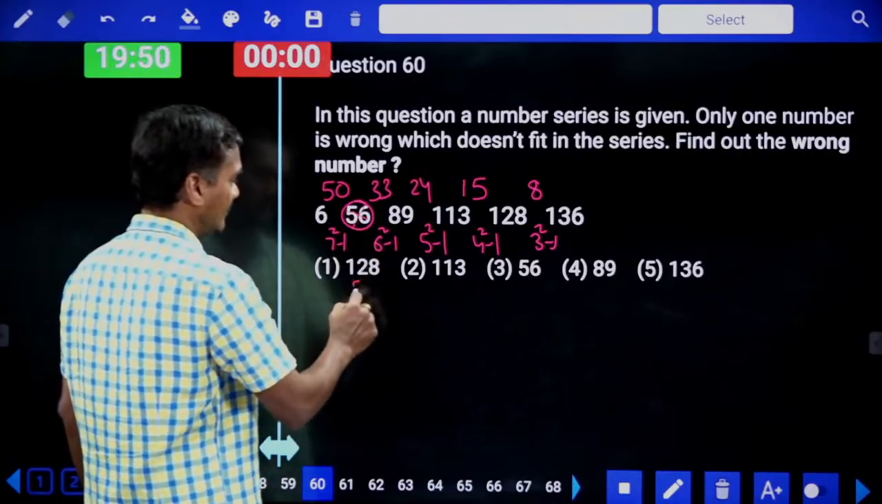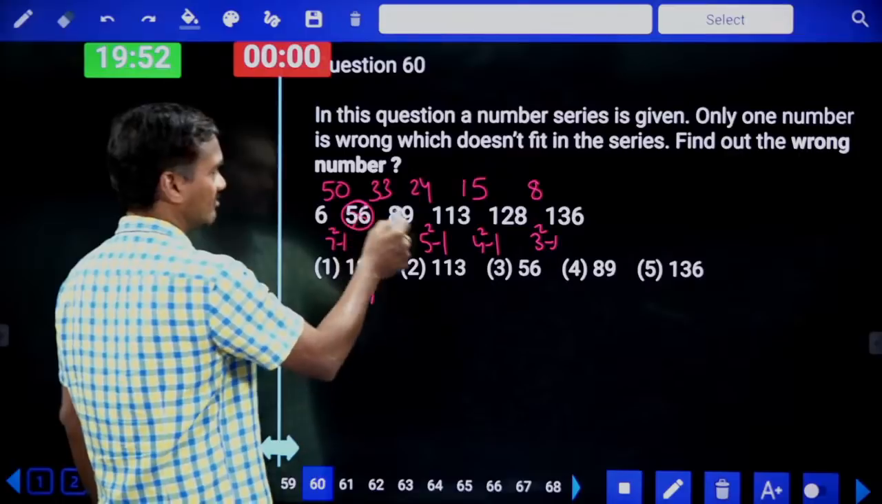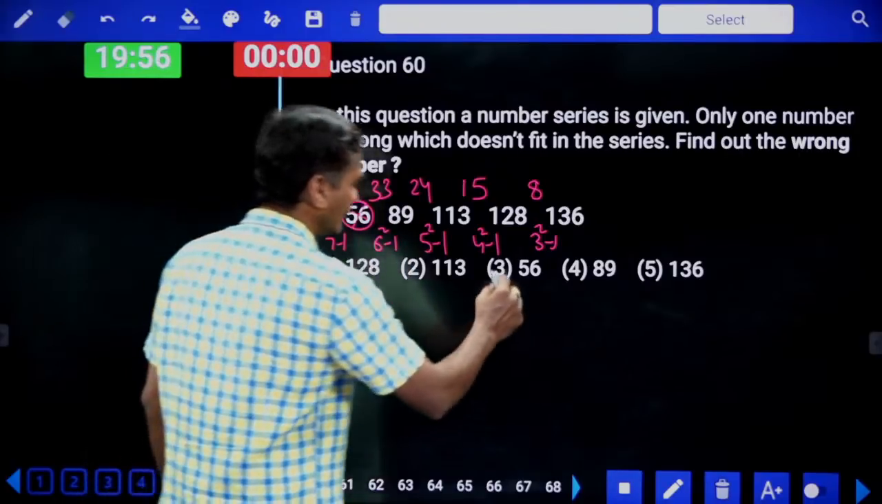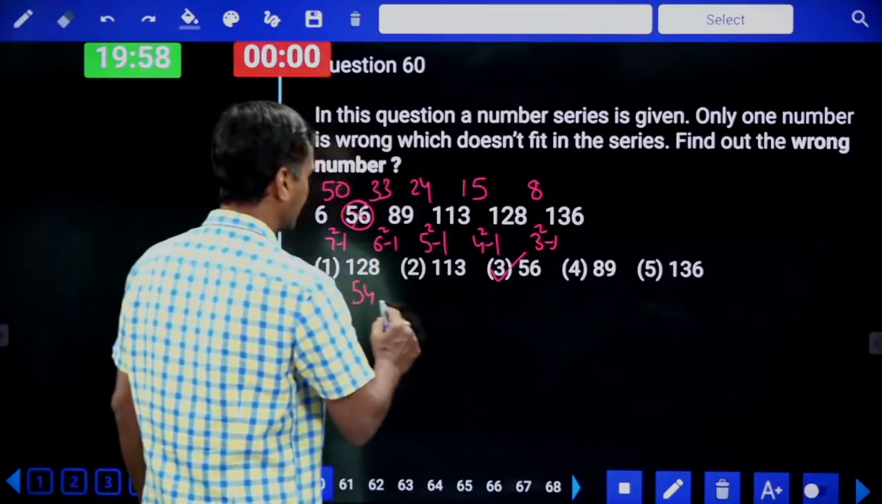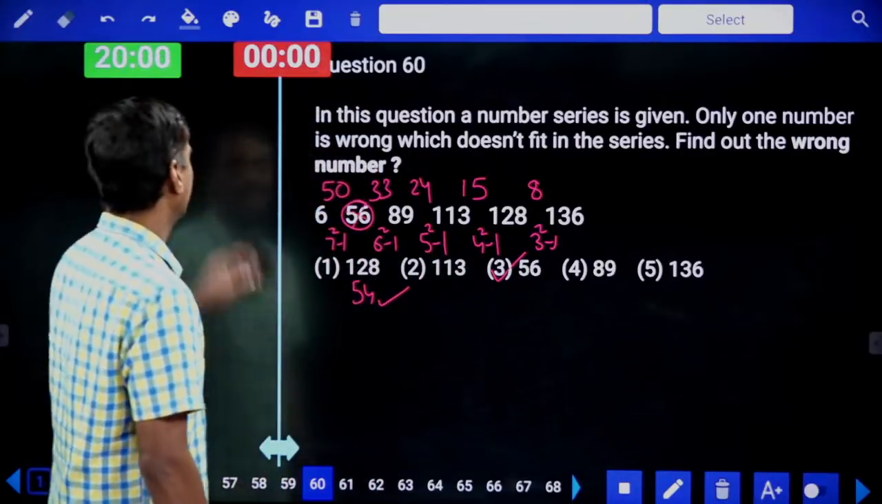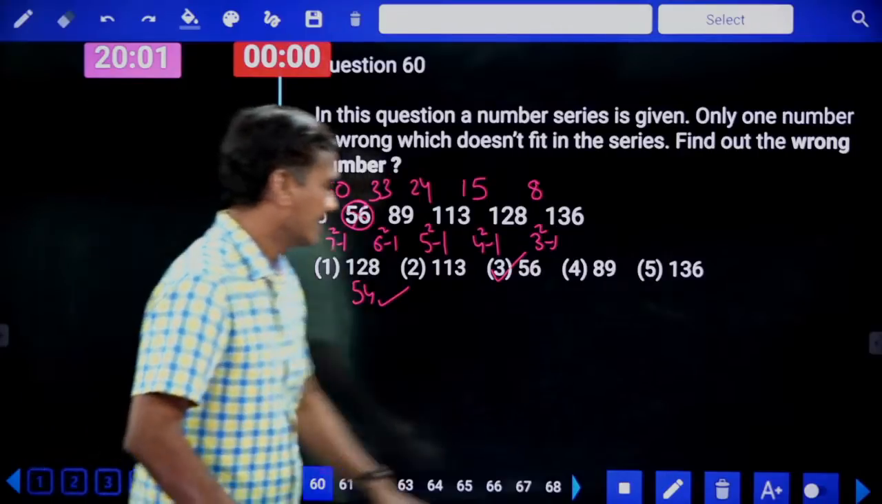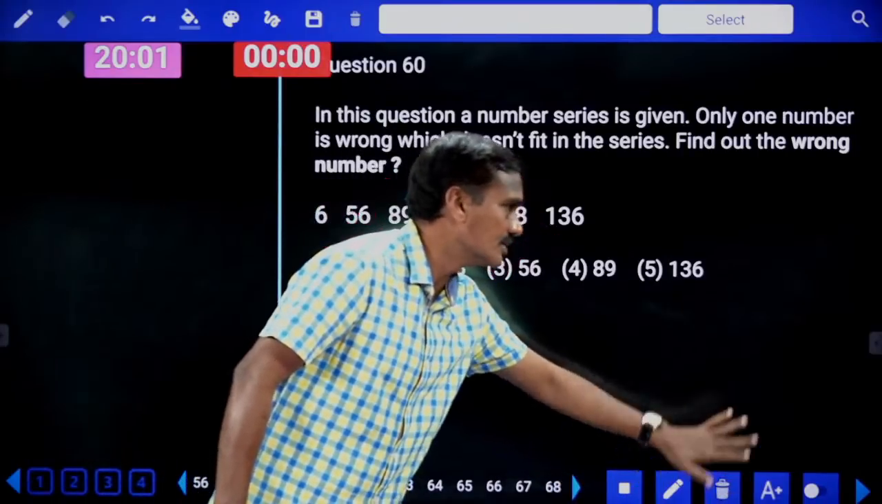And 6 plus 48, what should be the number? 54. Now if it is 54, then 54 plus 35 is 89, that is 6 square minus 1. Hence what is the wrong number? 56 is the wrong number and the correct number is 54. Done with this? Now with this we are done with the wrong number series as well. Then let's move over to the quant section.